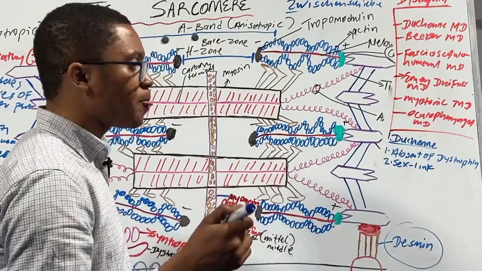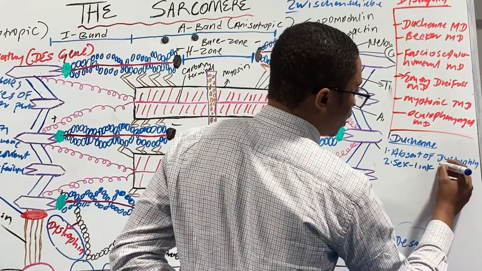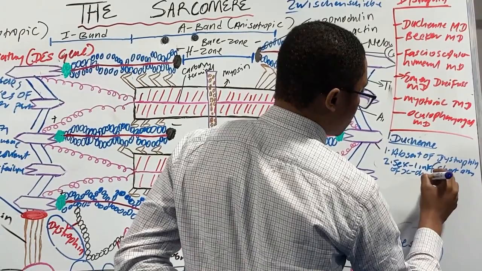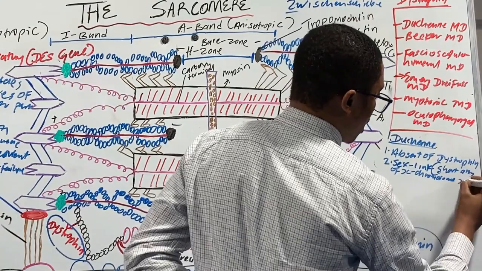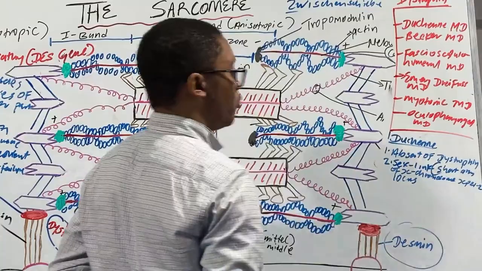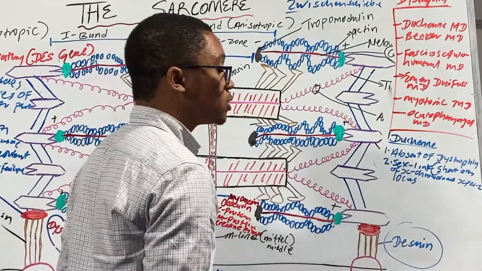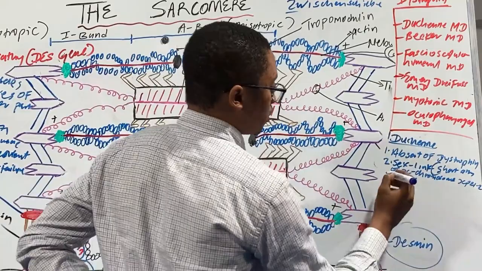So it's sex-linked, and the gene that codes for it is found on the short arm of the X chromosome, specifically the Xp21.2 locus. This is where we find the gene. It is sex-linked, which means since it's found on the X chromosome, it mainly affects males. It mainly affects males. Don't forget that.